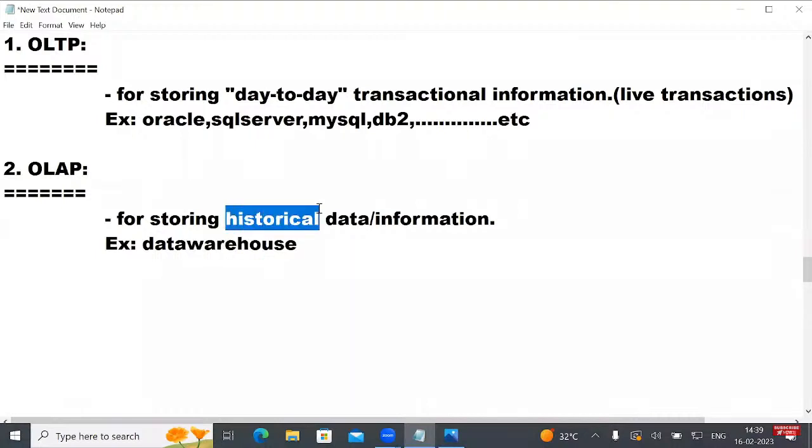Historical. Once you store your data in databases, it's lifelong storage. That point should be remembered. It's not like temporary storage. Suppose today I store some information in my database, and after 100 years I come and see, my data will still be there.